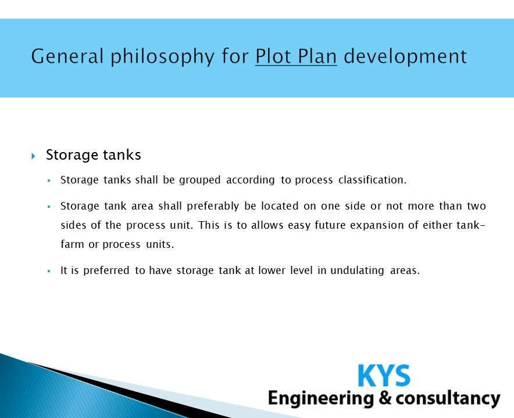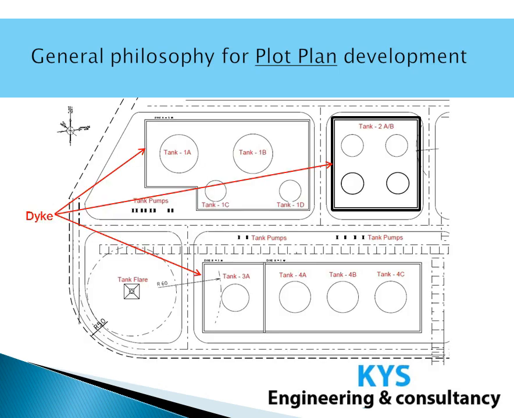It is preferred to have a storage tank at lower level if the grade levels are not the same in the plot area. If we have different grade levels, then it's better we locate the storage tank at lower level. We must provide access to these storage tanks from at least two sides of each diked area. Here in this picture we can see that the tanks have been grouped as per their process classification, and access has been provided by the road from at least two sides of each diked area.